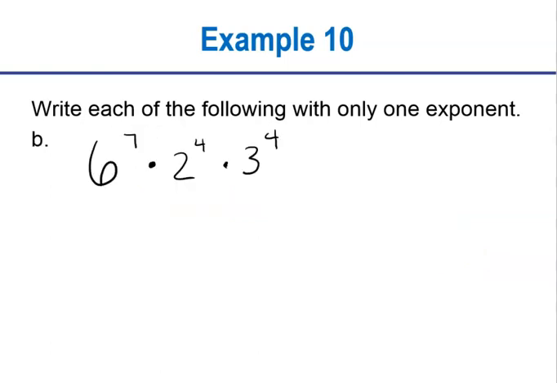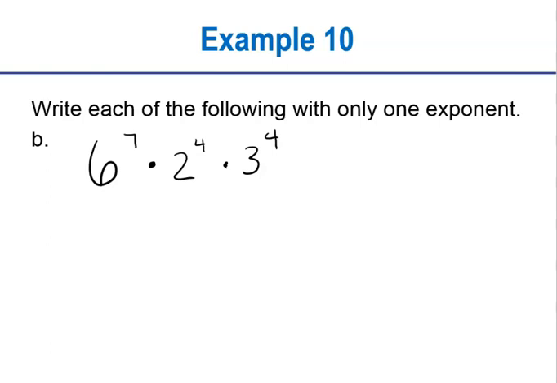Okay, folks, I have one more handwritten problem I want to squeeze in before we wrap up this video. But keep in mind, there's going to be a part 2 to this video. So here we go. 6 to the 7th times 2 to the 4th times 3 to the 4th. So now, these have to be a common base for me to multiply them together.